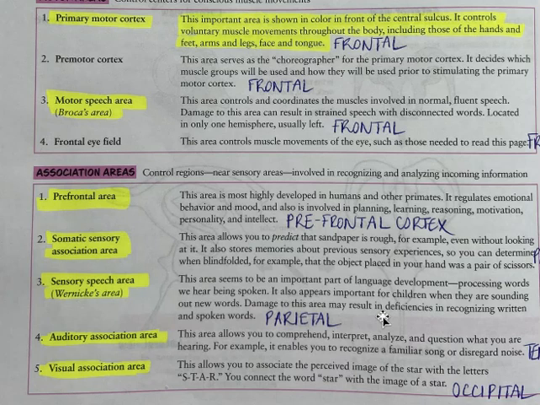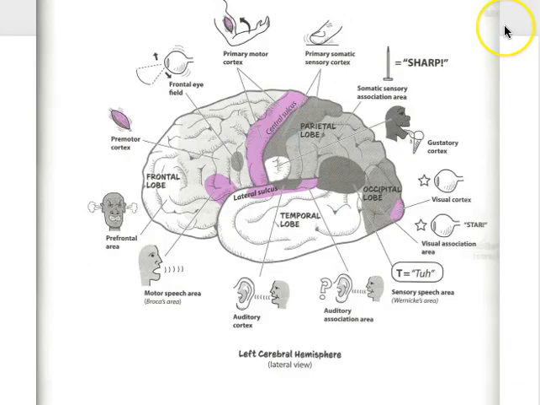So this is not about the motor aspect of speech. This is about processing what words we're hearing. It's a critical area for children as they're learning speech because it helps them learn new language, new vocabulary. The other region is the somatic sensory association area. And in this drawing, it's located here in light gray.